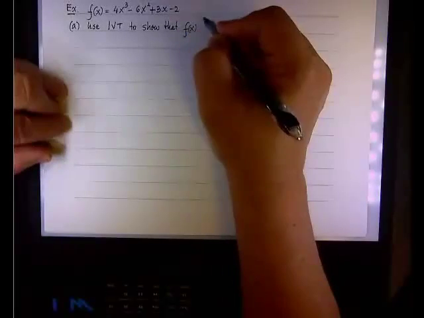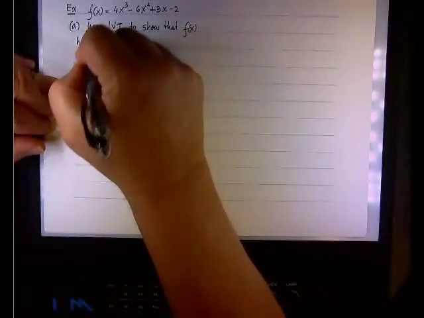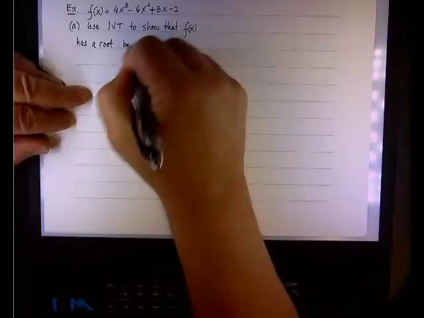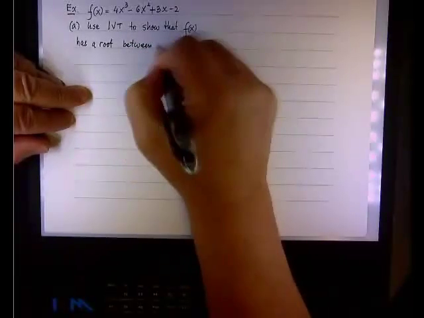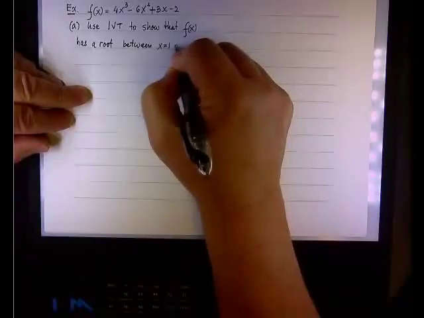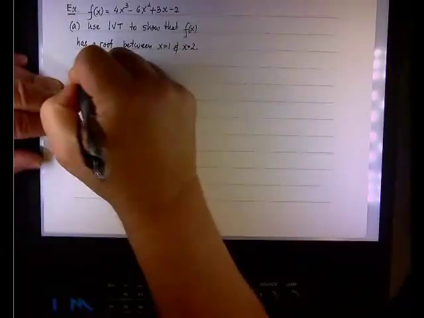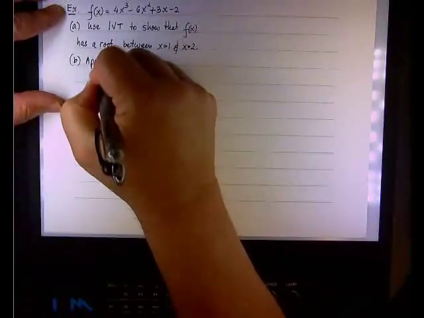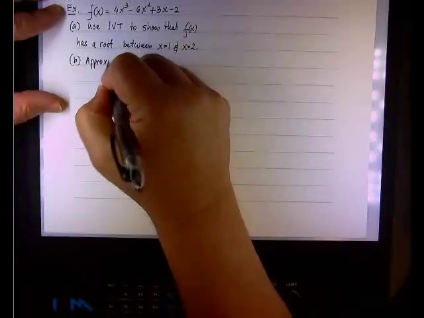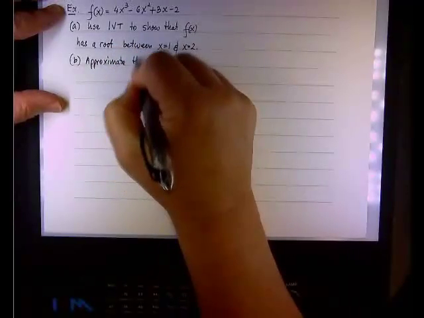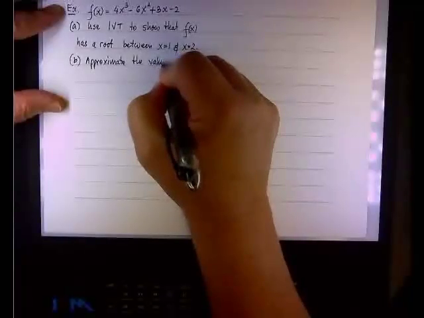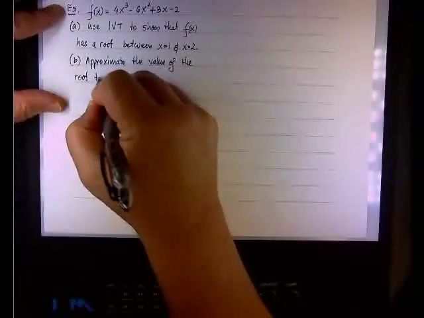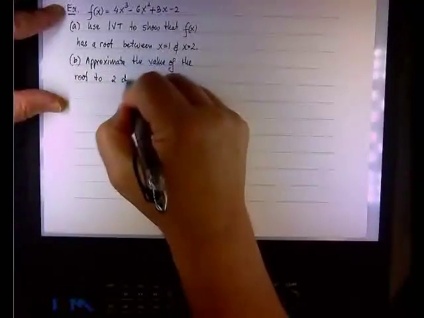f of x has a root between x equals 1 and x equals 2. Part B, approximate the value of the root to 2 decimal places.